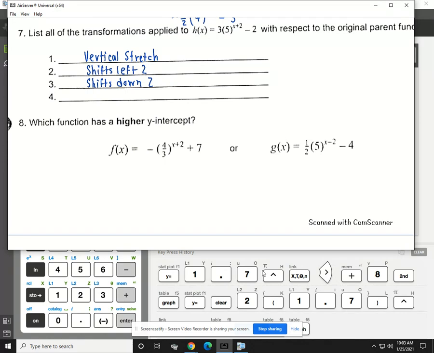What's the K value for the other one? This thing's shifting down 4. Which one do you think is going to have a higher y-intercept? The one that shifted up 7, right? I'm going to assume it's that one. However, I would recommend you go into your graphing calculator just to make sure. It can't take you long to type this in, can it? No, it can't take long, okay?